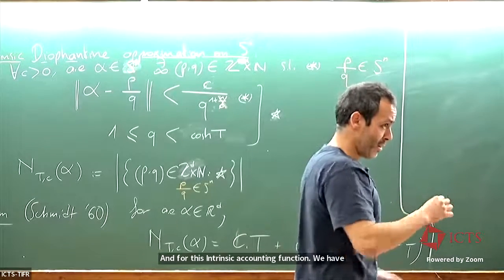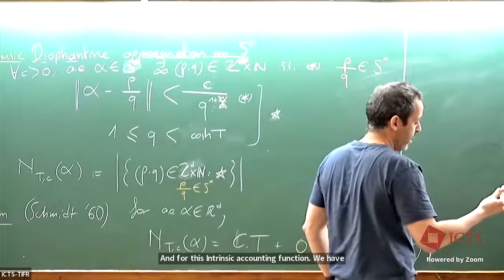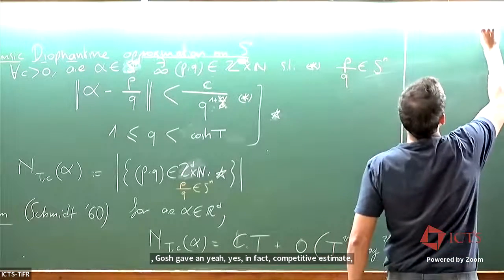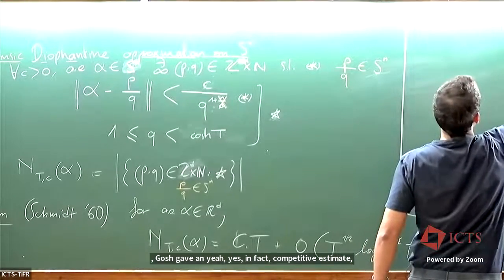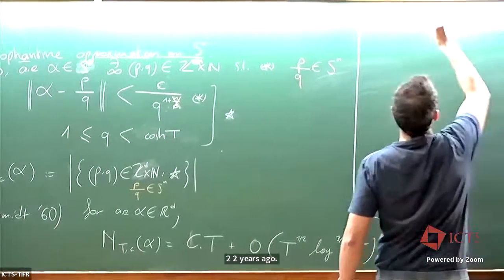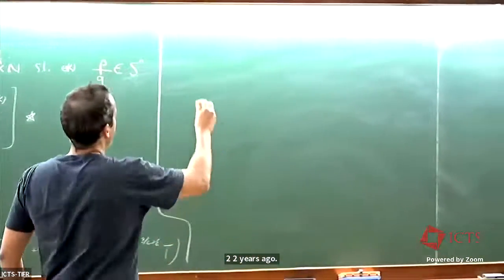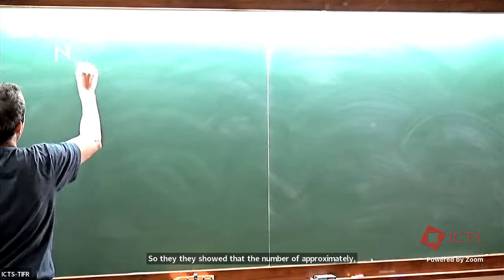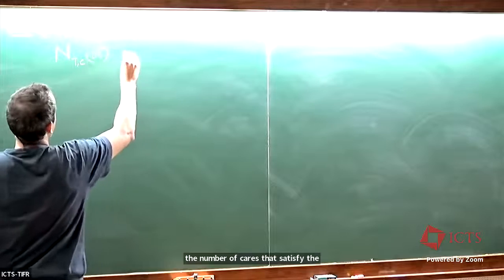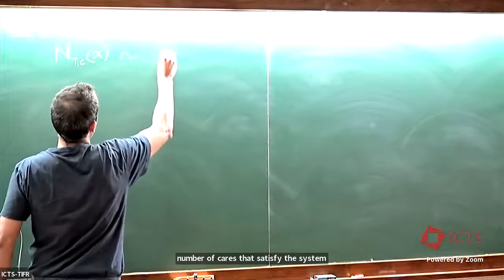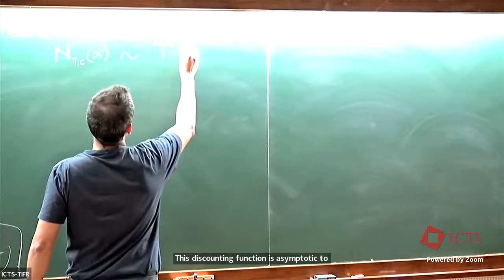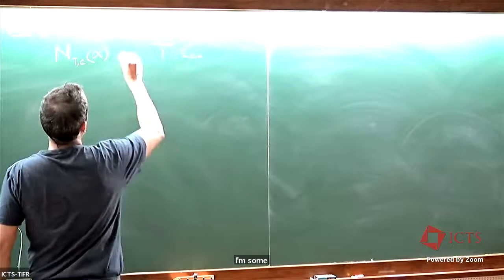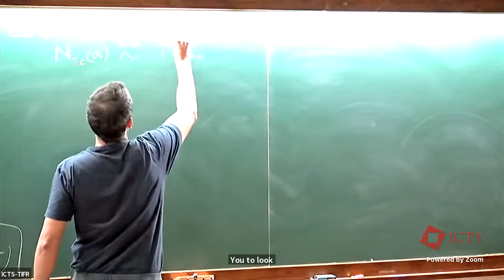Alam and Ghosh gave a quantitative estimate two years ago. They showed that the number of pairs that satisfy the system, this counting function, is asymptotic to T times some computable constant C_n when T goes to infinity, for almost every alpha on the sphere.